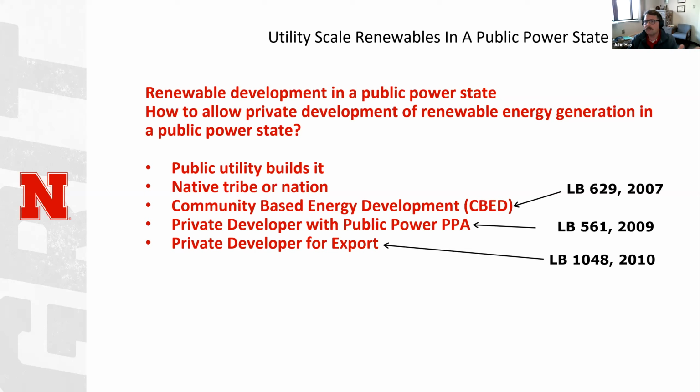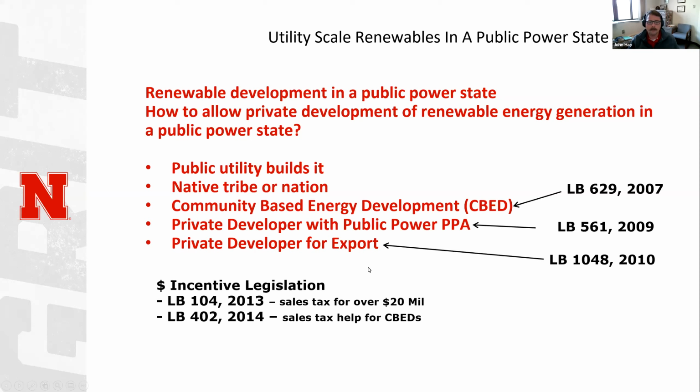It started to allow a developer not only to sell to a public utility, but to sell to some of those other entities that we talked about, other utilities in other states, as well as potentially some of those private companies. There is some other legislation that cleared up some language and added some other incentives. One of those was in 2013. They passed essentially a sales tax credit for large renewable developments, and also put in there some provisions that they get some of those tax credits if they use Nebraska businesses and services.